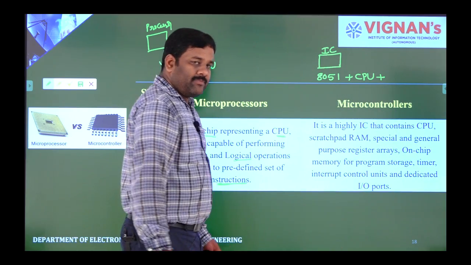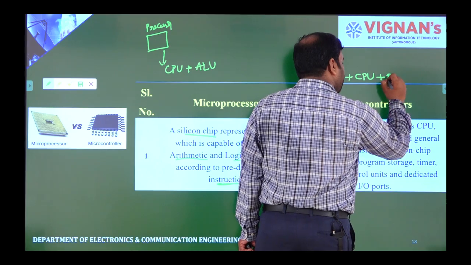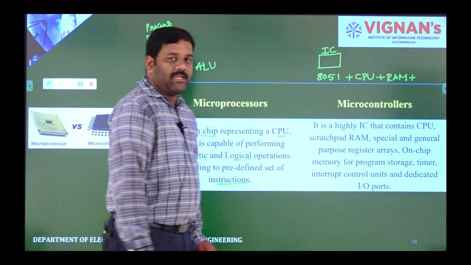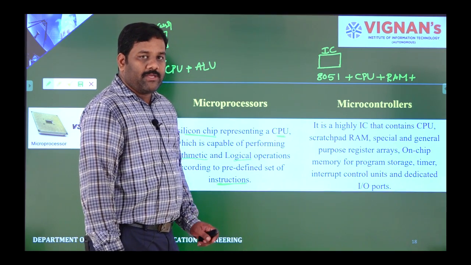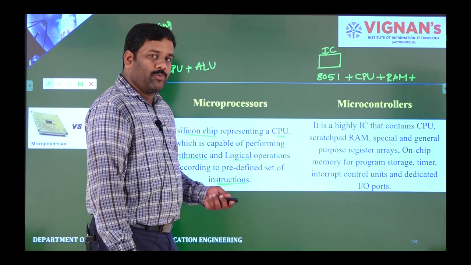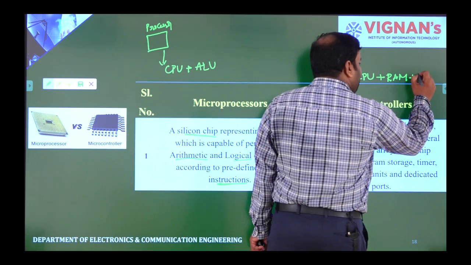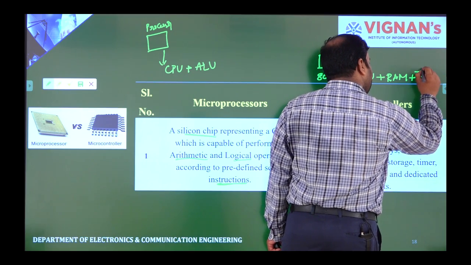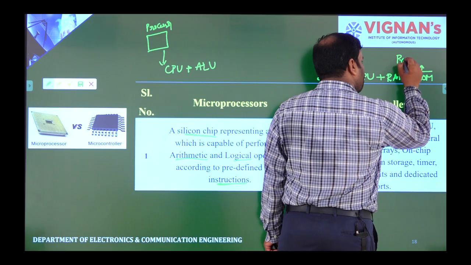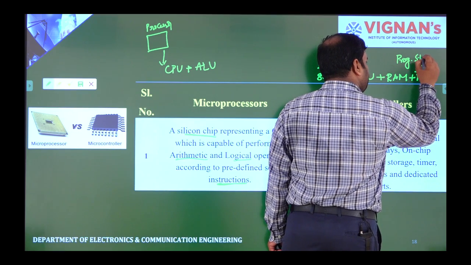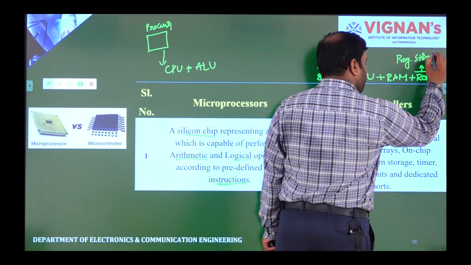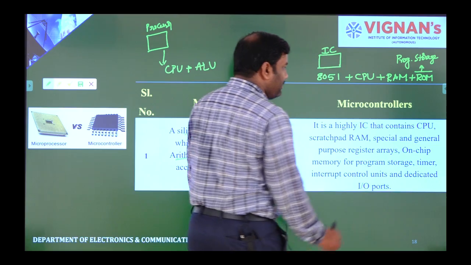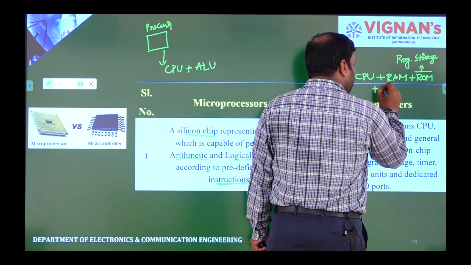along with memory, random access memory, RAM, to perform input and output operations using input or output device support, and ROM, which we call program storage. Program storage we call like a hard disk. ROM is also available, and the timer.